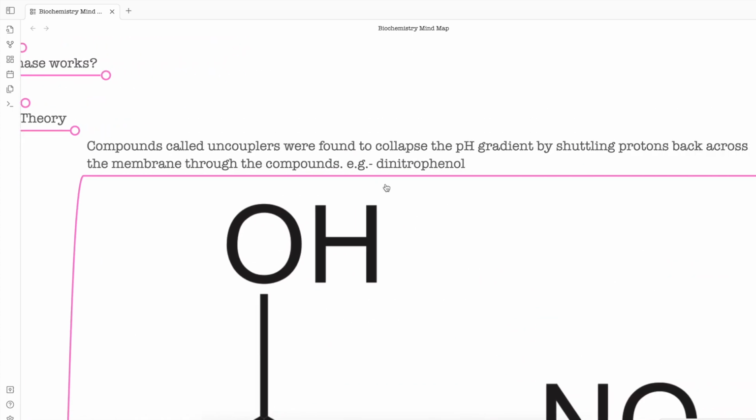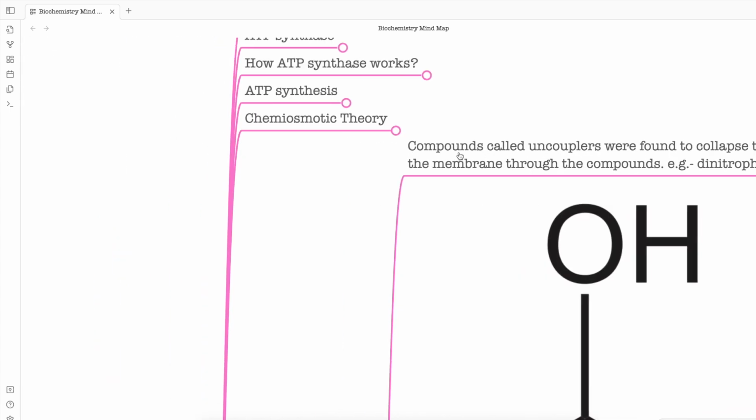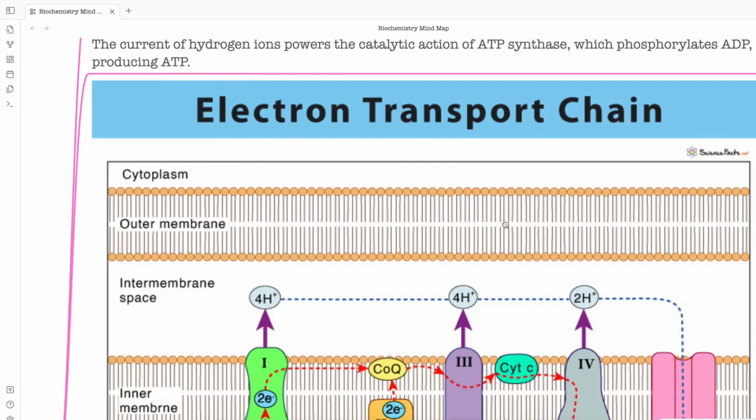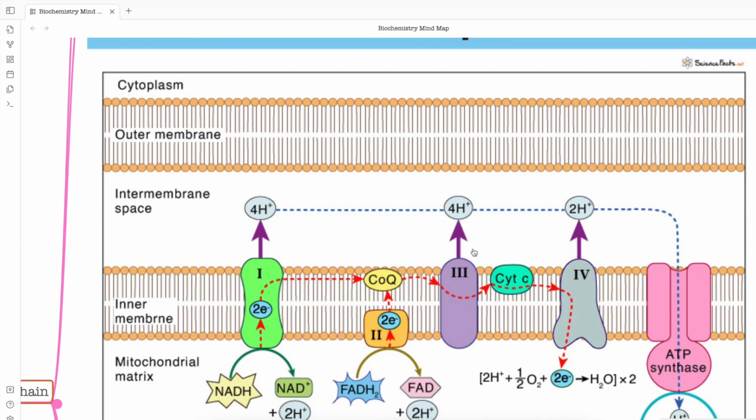So uncoupling agents are those which can uncouple the electron transport chain and the ATP synthesis. As we can see here, these two are related. Electron transport happens in this part, where complexes 1, 2, 3, 4 are associated, and ATP synthesis happens in this part, where ATP synthase is associated.